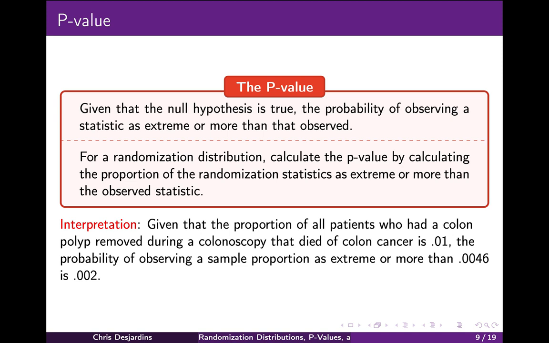We can interpret the p-value as follows. Given that the proportion of all patients who had a colon polyp removed during a colonoscopy that died of colon cancer is 0.01, the probability of observing a sample proportion as extreme or more than 0.0046 is 0.0018. 0.0018 is a very low probability. That means it's extremely unlikely to observe these results if the null hypothesis were true.